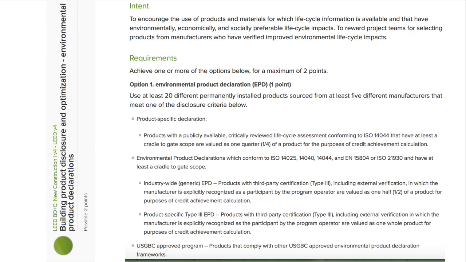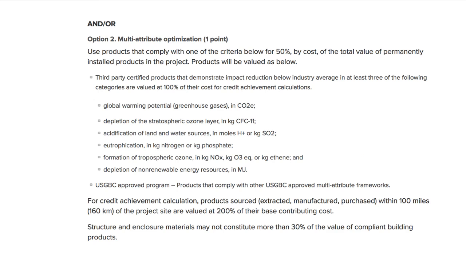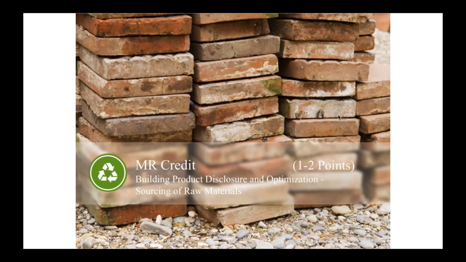So that's good. So option 1 focused on the EPDs. Again, 20 materials from 5 manufacturers. Option 2, the better materials, or as Jana pointed out, there might be an option where you've just shown improvement of your own products, of your own EPDs. Let's talk about the next credit.